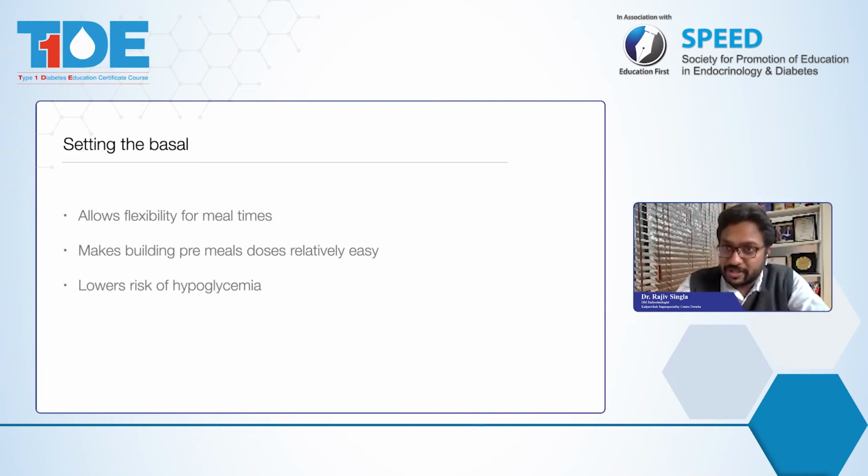So if your basal dose is nicely set, then we know that whatever variation is there is because of the food that we are taking. Whatever the glucose is there in the food is causing that fluctuation. So we need to work on the pre-meal doses then, rather than working on the basal dose. And then of course, if your basal dose is correct and you are not having much fluctuations, then your risk of hypoglycemia is also going to be lower.